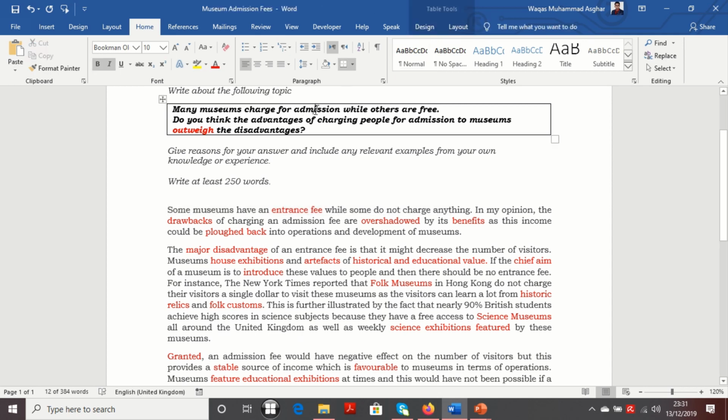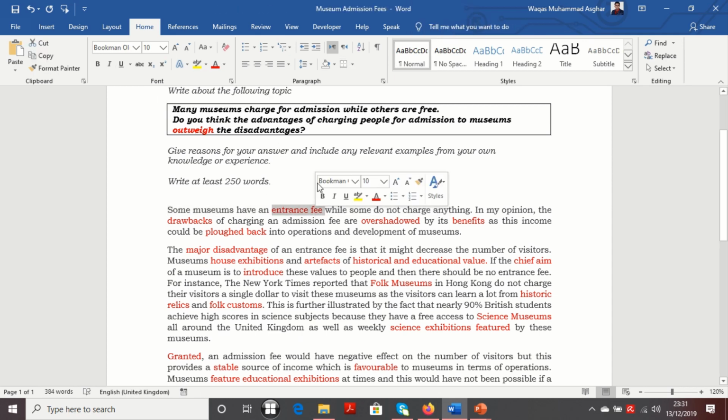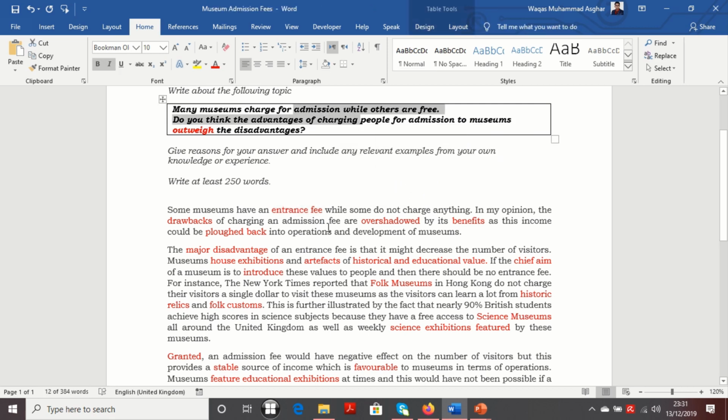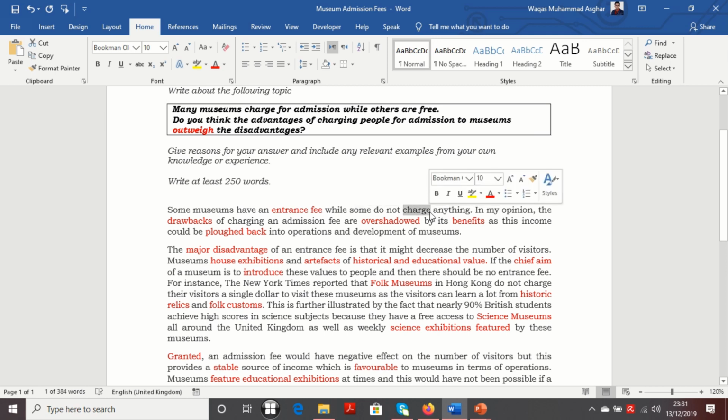Entrance fee means admission, while for others I wrote some charge. So I used only one synonym, and I paraphrase my sentence. I paraphrase the first sentence of my introduction.